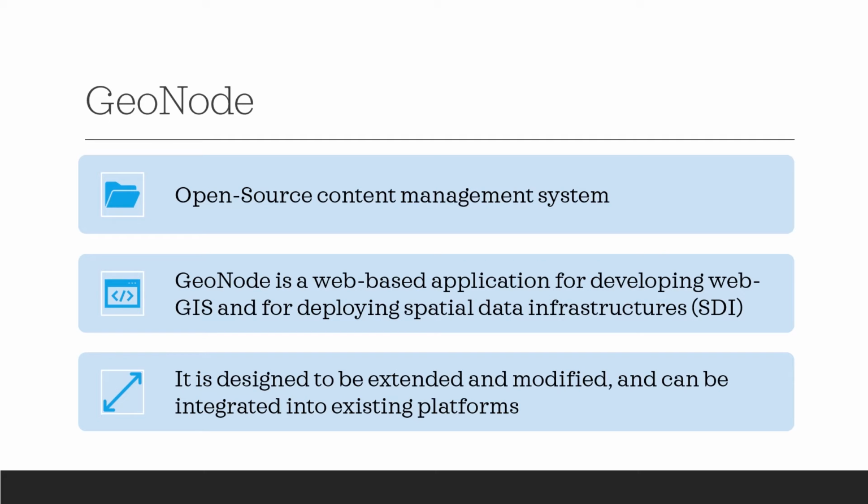What is Geonode? Geonode is an open source content management system. It is a web-based application for developing WebGIS portals and for deploying spatial data infrastructure. It's designed to be extended and modified and can be integrated into existing platforms. Also, the data can be connected to QGIS, which is the desktop GIS software, and then we can easily manipulate them within the desktop GIS.